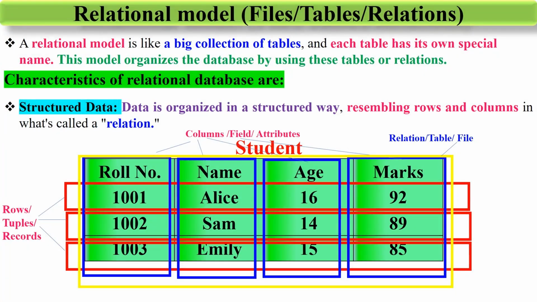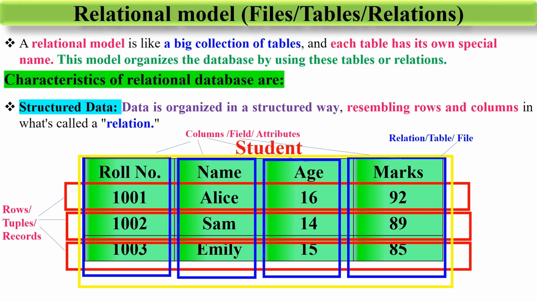Let's learn about relational model, files or tables or relations. A relational model is like a big collection of tables, and each table has its own special name. This model organizes the database by using these tables or relations. Let's see the characteristics of relational database.